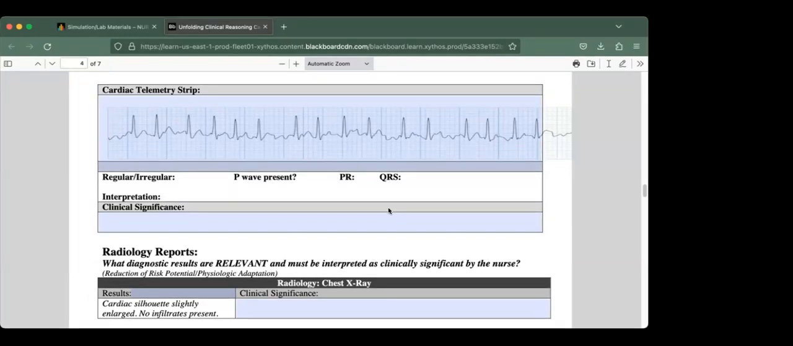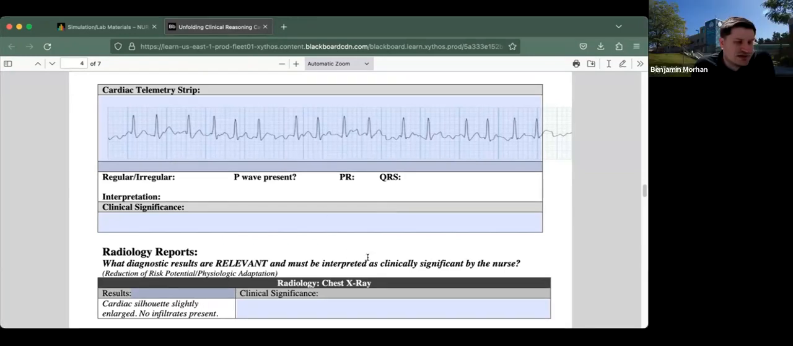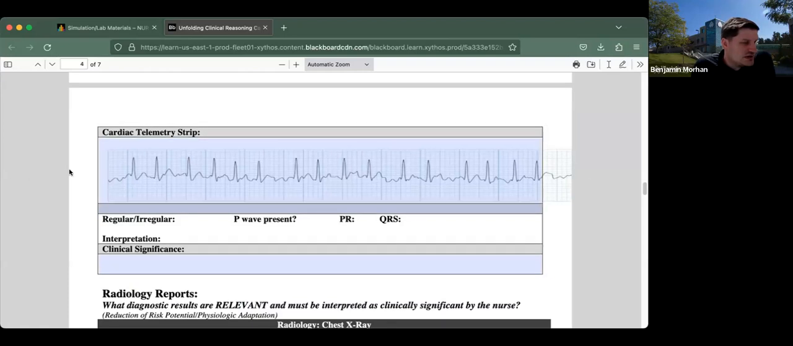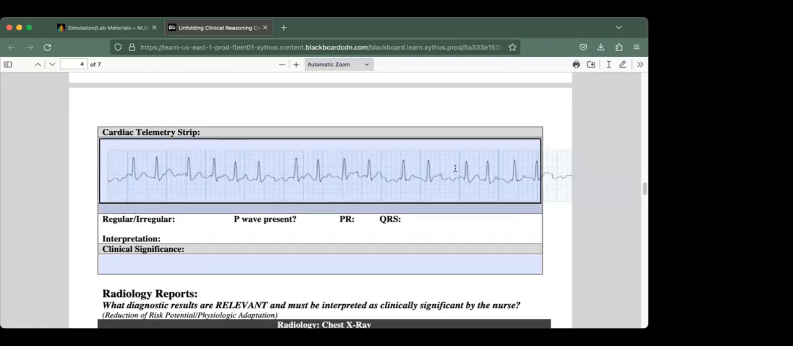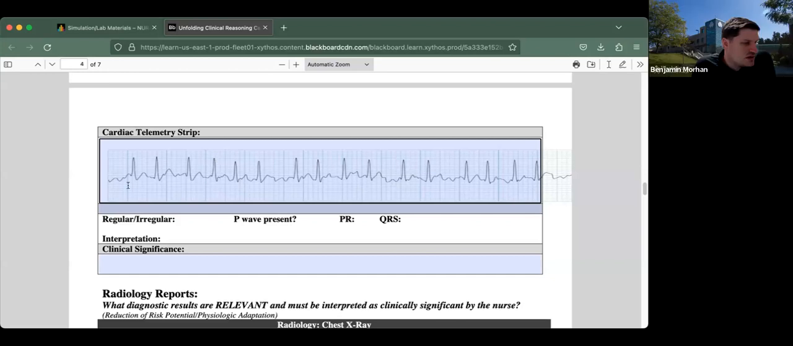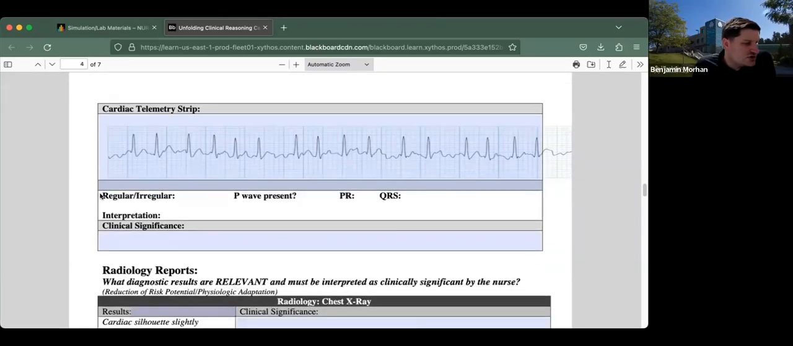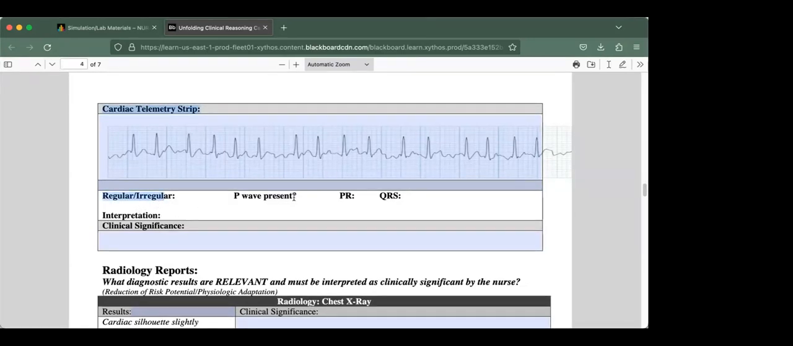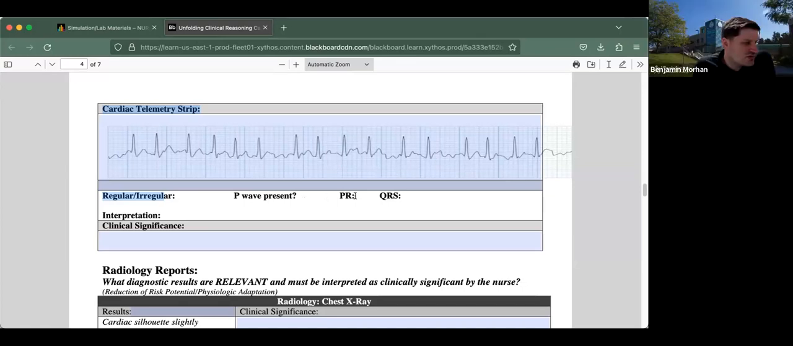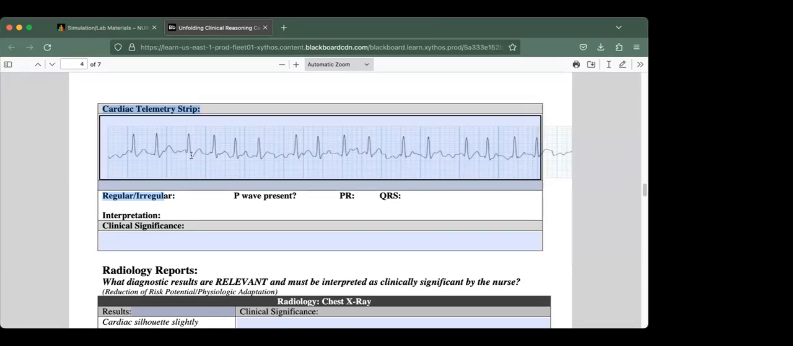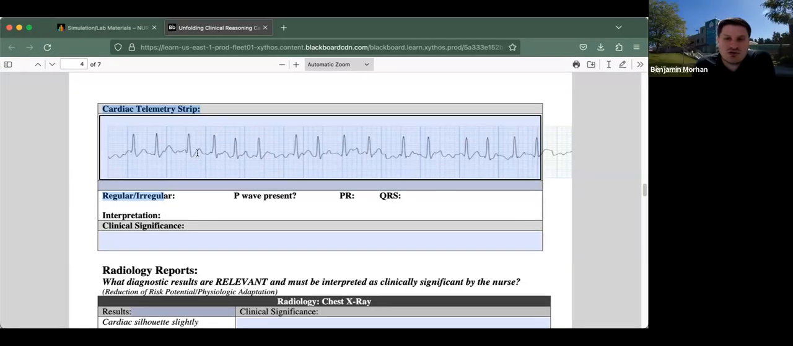All right. So when I say look at, if we do these case studies in class, they're important. So if you guys aren't using this to study, you should. So this EKG, what was this? AFib. Yeah, AFib, because there's no P waves. So this is what you should know for the exam. Regular, irregular. Is there a P wave present? What's the PR? What's the QRS? And then interpretation.